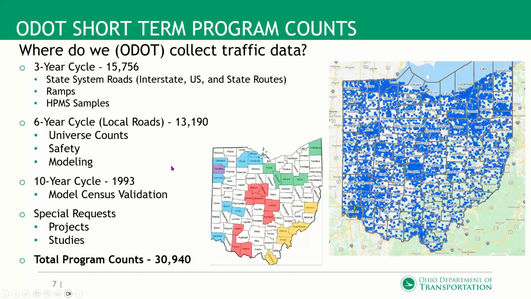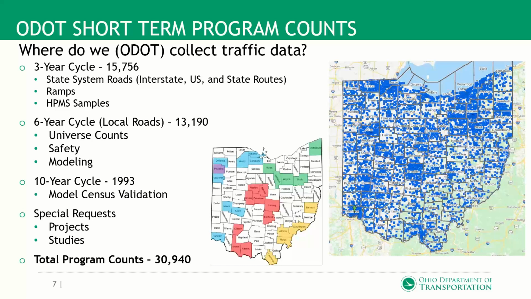So where do we actually collect traffic count data? Let's start with our short-term count program. We have several different groups of counts, rotations of counts. We count every county in the state every 3 years. We count the state system in those counties, each of those rotations. So every 3rd year we count the entire state system, all the ramps, and we do some HPMS samples, which is a federal reporting requirement, if you're not familiar with HPMS.